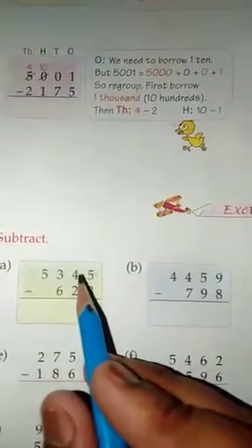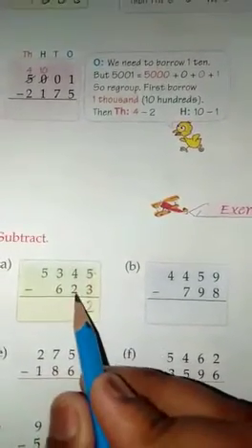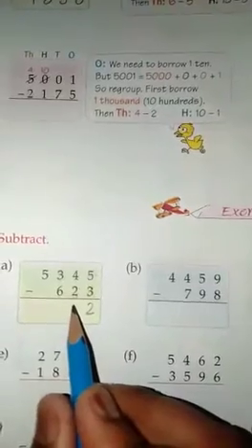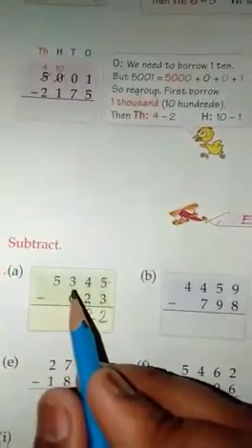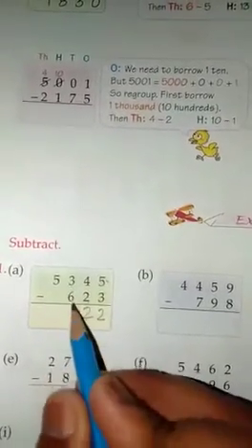Now we will do in tens place. So it is 4 and it is 2. 4 minus 2 is equal to 2. So we will write here 2 in tens place. Now we will do in hundreds place. So it is 3 and it is 6.